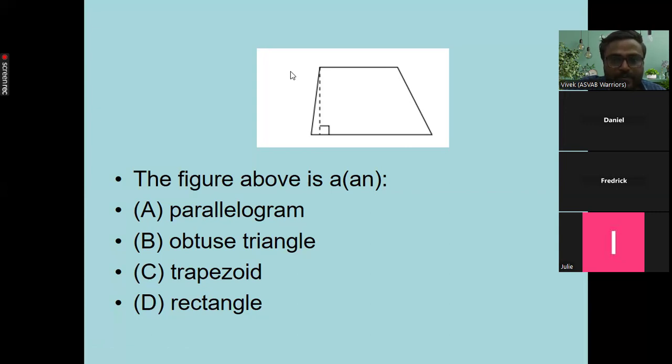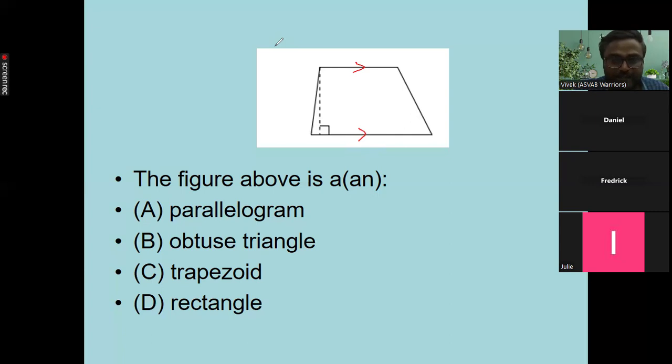Frederick, buddy, a parallelogram has two opposite sides equal and parallel. Only one side is parallel in this. One opposite pair is parallel. A parallelogram has both the opposite pairs parallel and equal. Here this is not equal, but this is parallel.